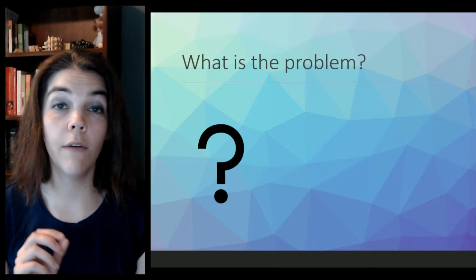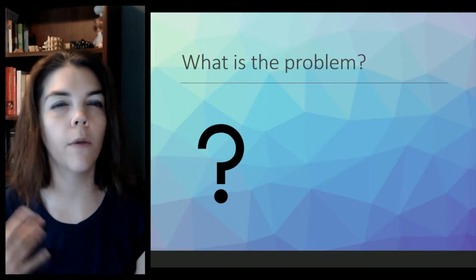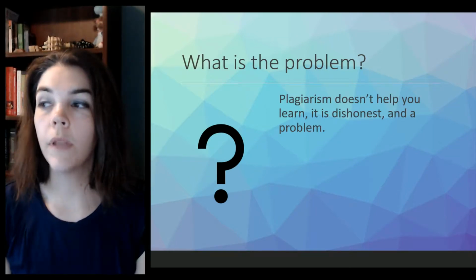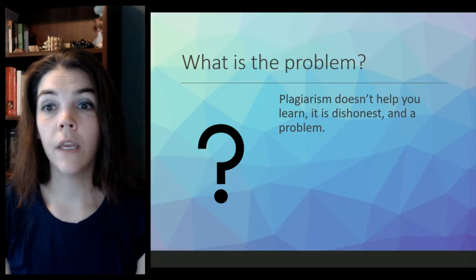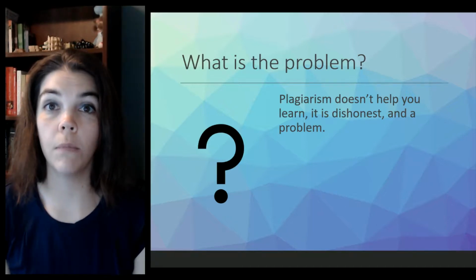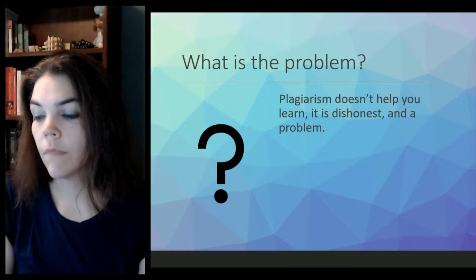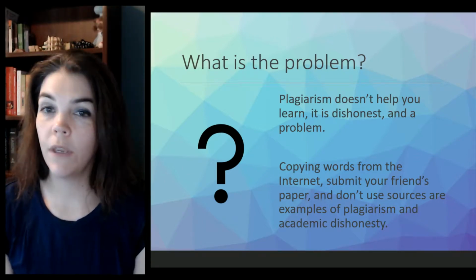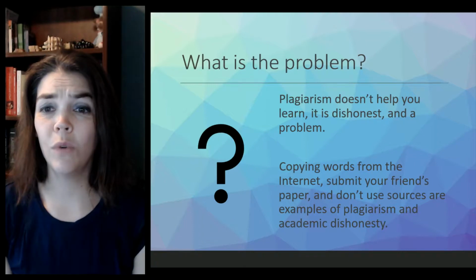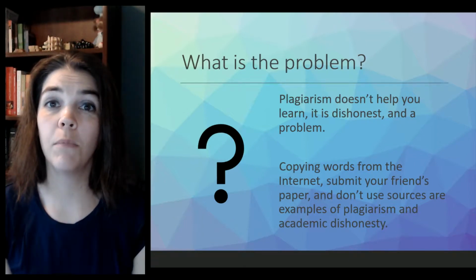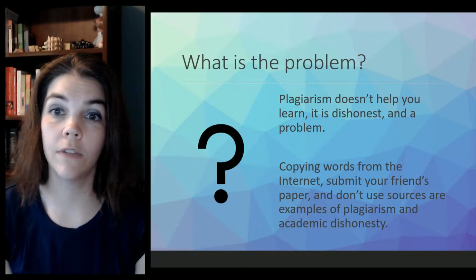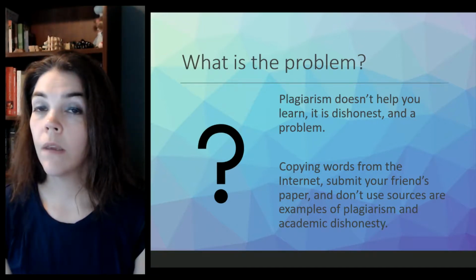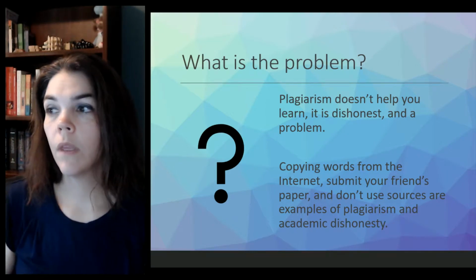All right, so I have a couple sentences and I want you to think, what's the problem here? The first one is, plagiarism doesn't help you learn. It is dishonest and a problem. Second one, copying words from the internet, submit your friend's paper, and don't use sources are examples of plagiarism and academic dishonesty. You see any problems here? These are not so easy to see.